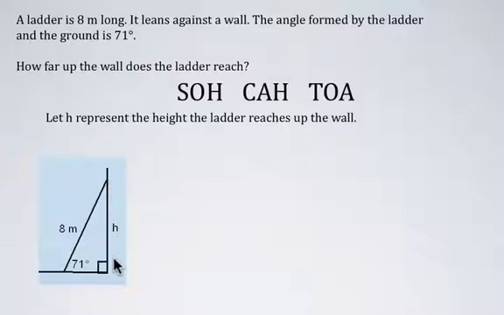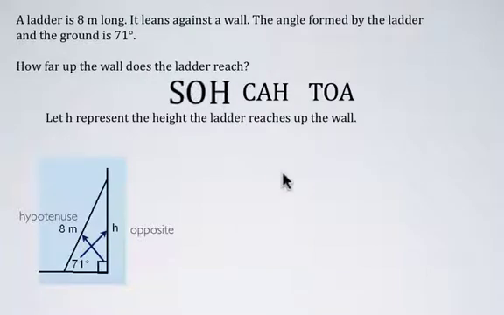This time we're looking for how high up the wall the ladder reaches, and we're going to let h represent that. So what we're going to do initially is identify what we're given, and we're told that the hypotenuse is 8, and we're looking for the opposite side relative to the 71-degree angle. So of our three trig ratios, the one that deals with opposite and hypotenuse is sine.